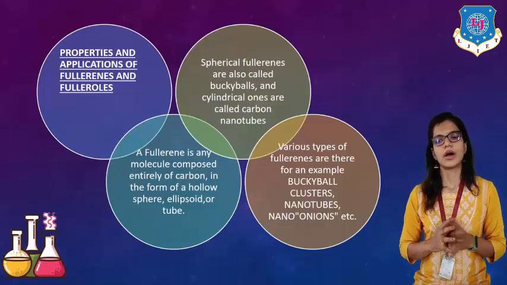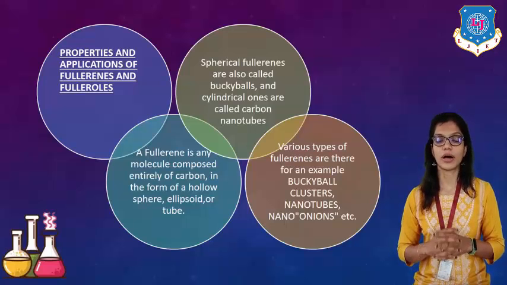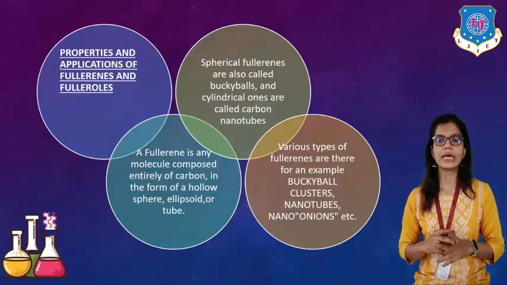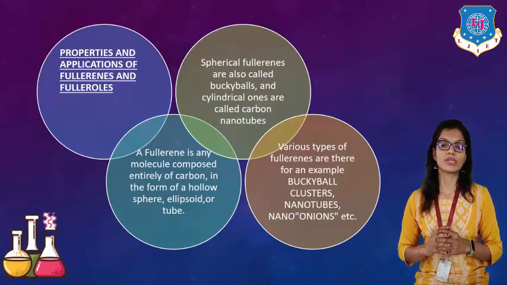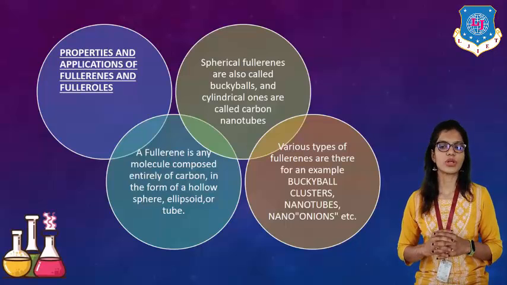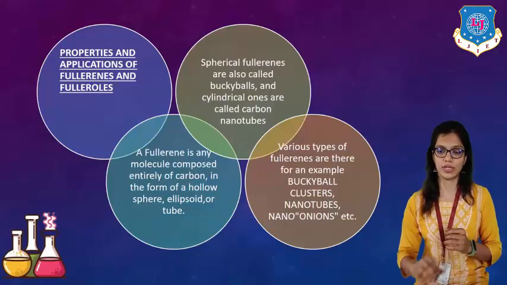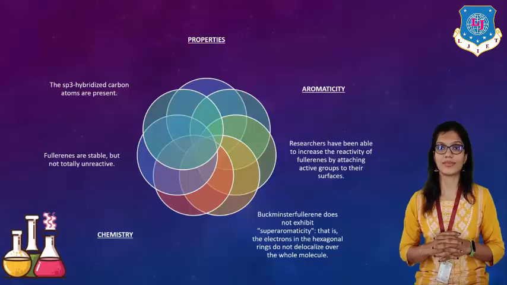Fine. Now, a fullerene is any molecule composed entirely of carbon in the form of a hollow sphere, an ellipsoid or a tube. Right? Spherical fullerenes are also called buckyballs and cylindrical ones are called carbon nanotubes. Here various types of fullerenes are there, for example buckyball clusters, nanotubes and nano onions. Okay, you will see how and why they are utilized here.